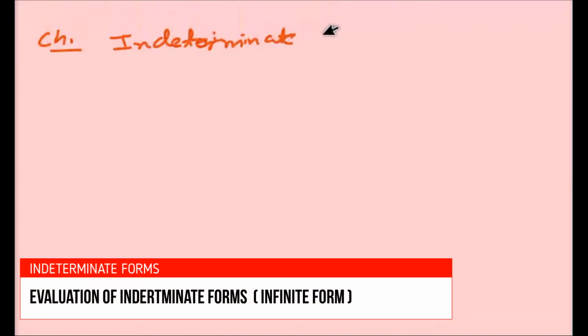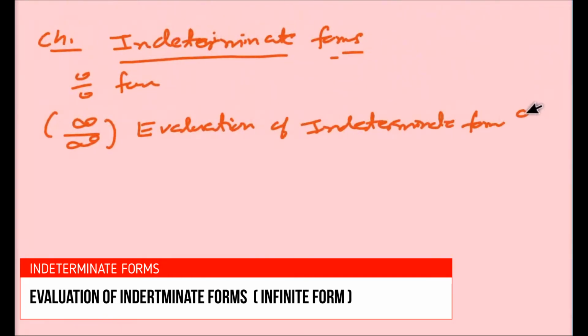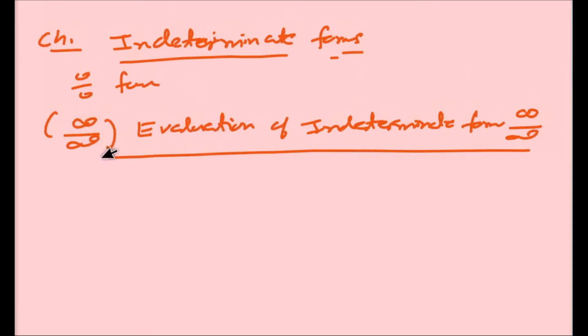Student, today we will learn the chapter indeterminate form. In the previous part, we have learned the 0 upon 0 form. Now, in this part, we will learn the other forms. One is the infinite upon infinite form. Okay, so evaluations of infinite upon infinite. You have already learned the 0 upon 0. Now in this part we will learn this form.